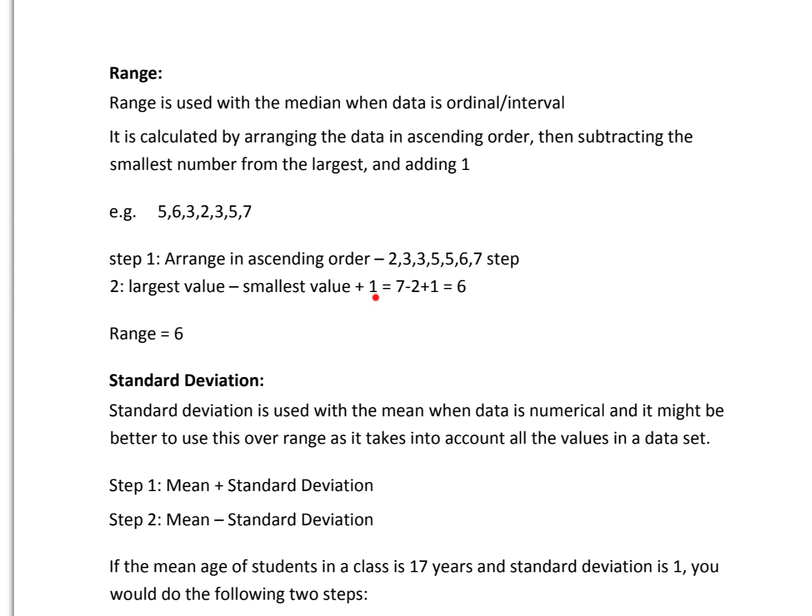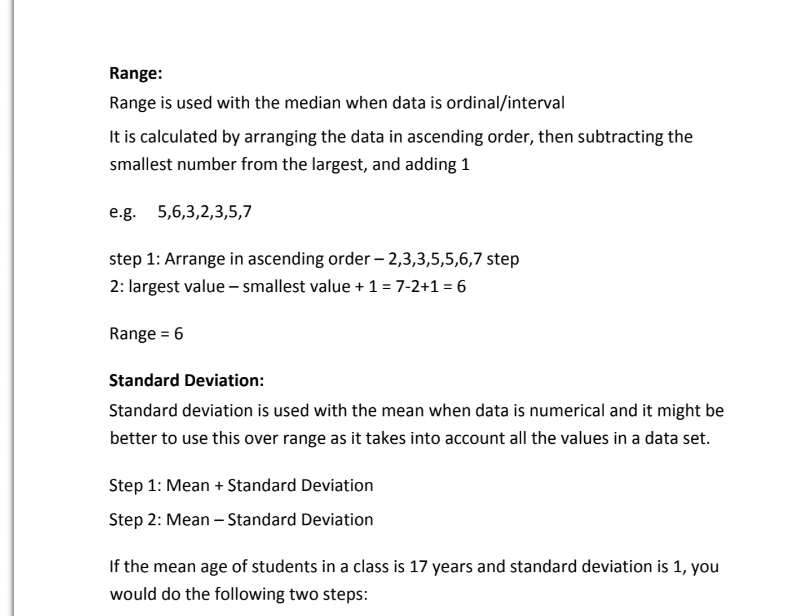plus 1. So the largest value is 7, the smallest value is 2. So 7 minus 2 is 5, plus 1 is just something that we add in the formula every single time, which is 6. Now, the reason why we arrange it in ascending order is so that we know what the largest value is and what the smallest value is. Once we know these two values, we can apply the formula and then we add 1 and we get the range. Now, what does this 6 even mean?